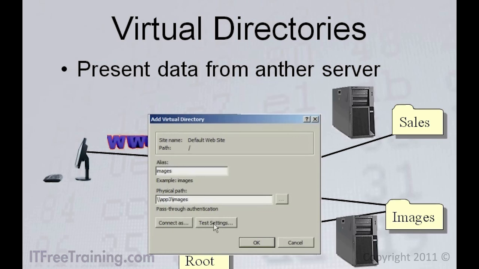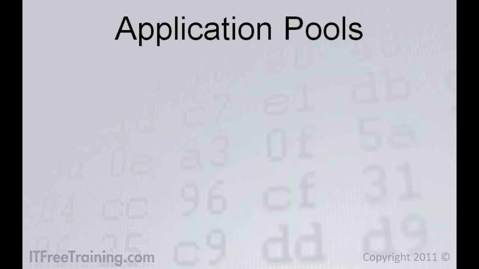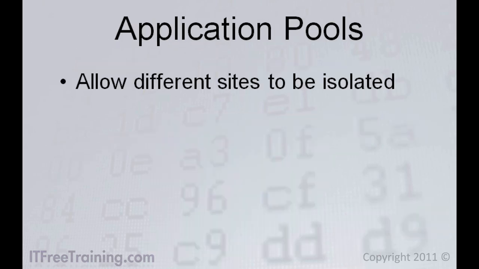Next, you should press the Test Settings button. This will test the path and permissions and confirm that ISS can connect to the server. Once you have created the virtual directory, it will appear on your website. The whole process is transparent to the user, so they'll be unaware that the data presented to them is on another server.